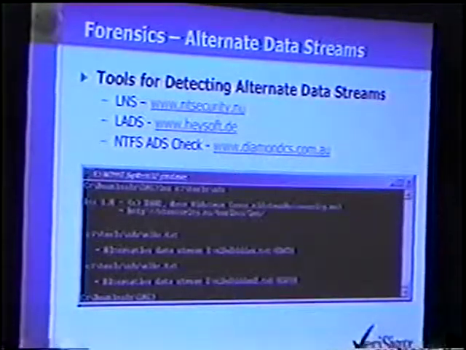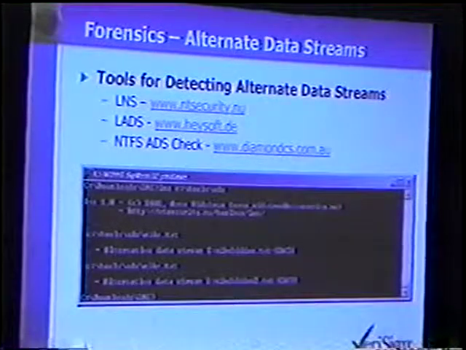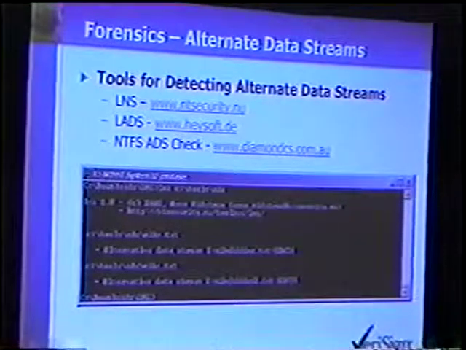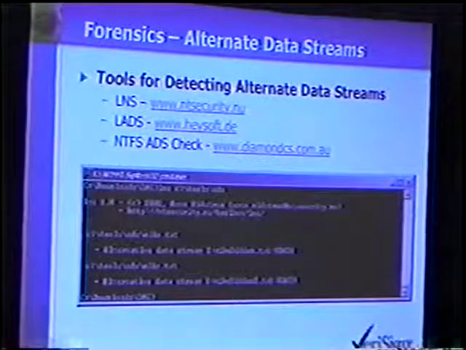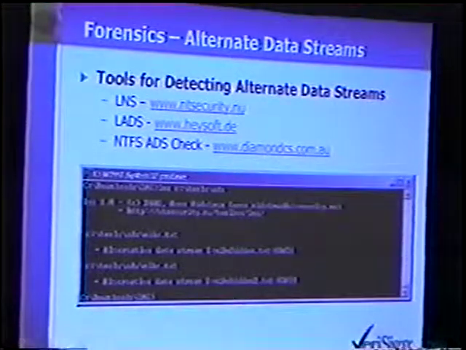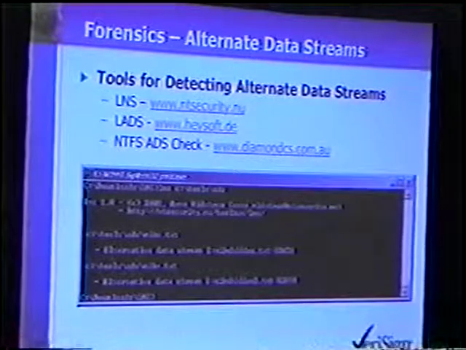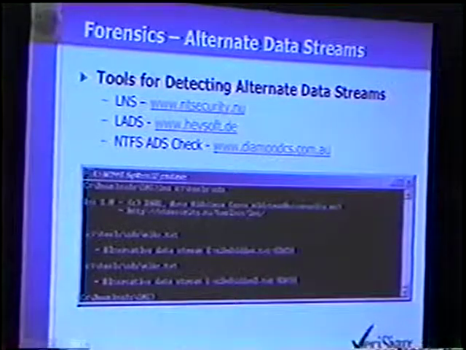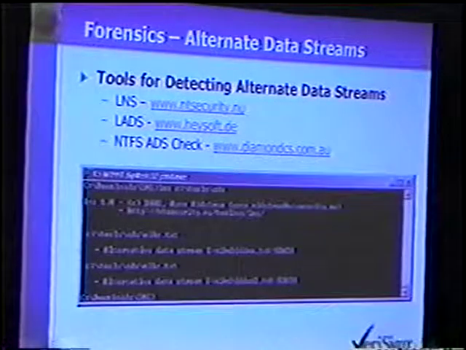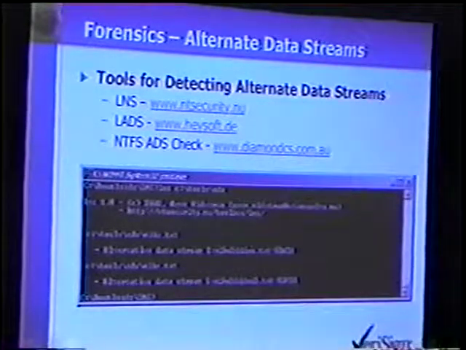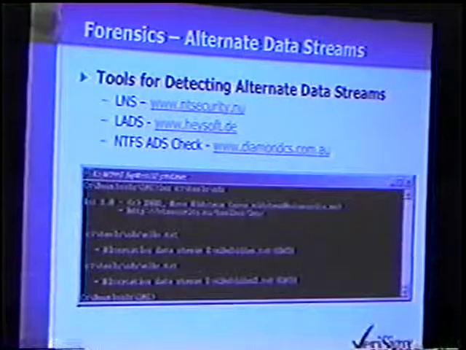There are tools out there for identifying alternate data streams. In this example, I downloaded LNS from ntsecurity.nu and analyzed the directory where I hid these alternate data streams. And this did allow me to identify that these hidden files were there. There are some other tools too, LADS and also NTFS ADS check, which is offered by the company detailed on the previous slide.